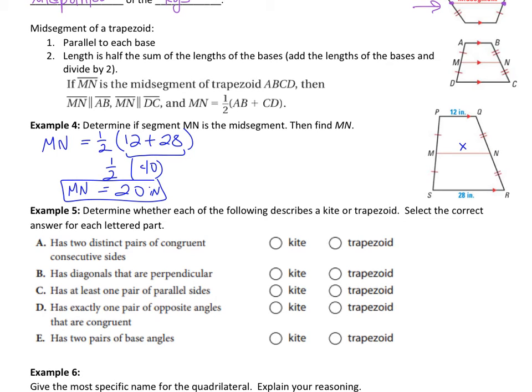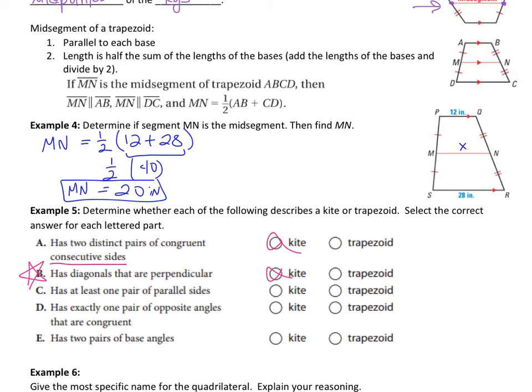Example 5 now is just reviewing some different properties you've seen between kites and trapezoids, and we need to figure out which shape we are talking about. So if we have two distinct pairs of congruent consecutive sides, remember the consecutive sides, that's only for the kite. Letter B has diagonals that are perpendicular. So this one I want you to fill in, is it a kite or is it a trapezoid? And it has to be one of them.